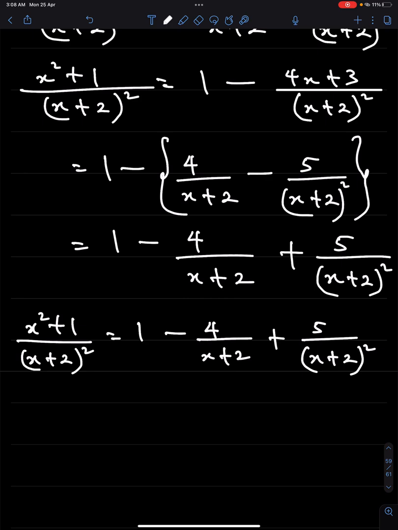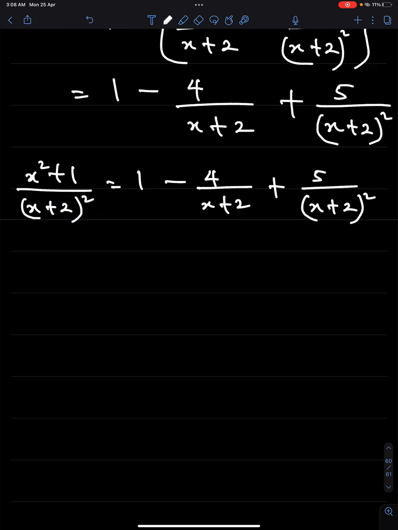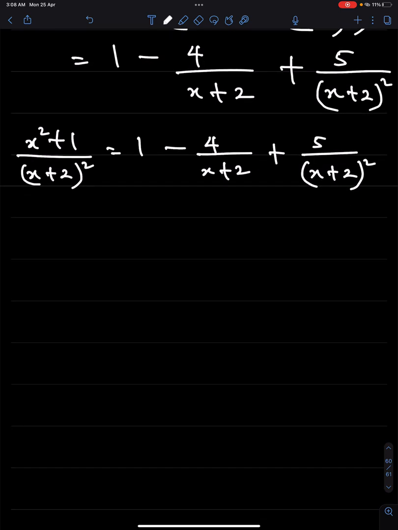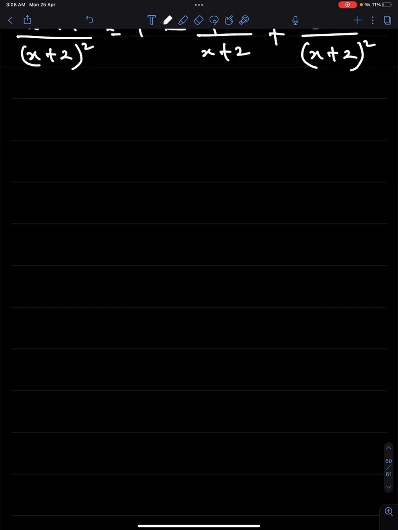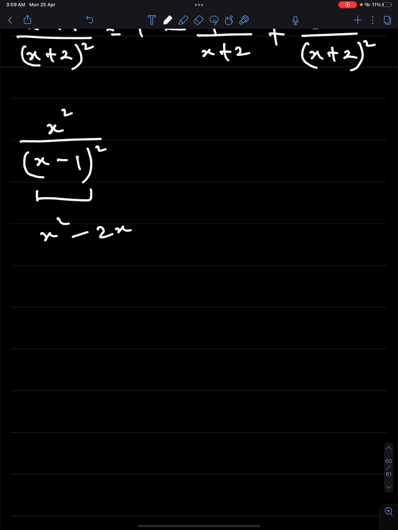Let me see if we can take just one more example. Just one last example. Let's take x squared over x minus 1 squared. If I expand this denominator, I'm going to get x squared minus 2x plus 1, which means the degree of the denominator is 2 and that of the numerator is also 2. So we have established that this is an improper fraction.